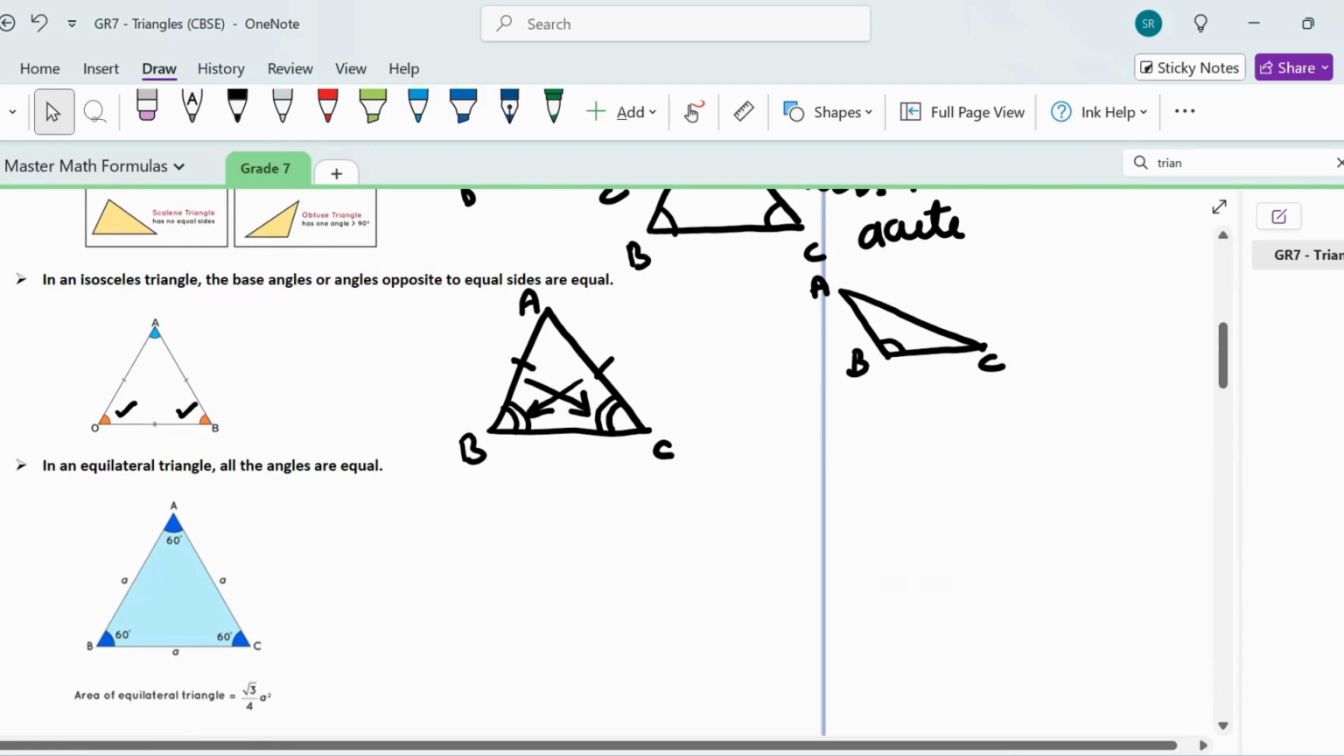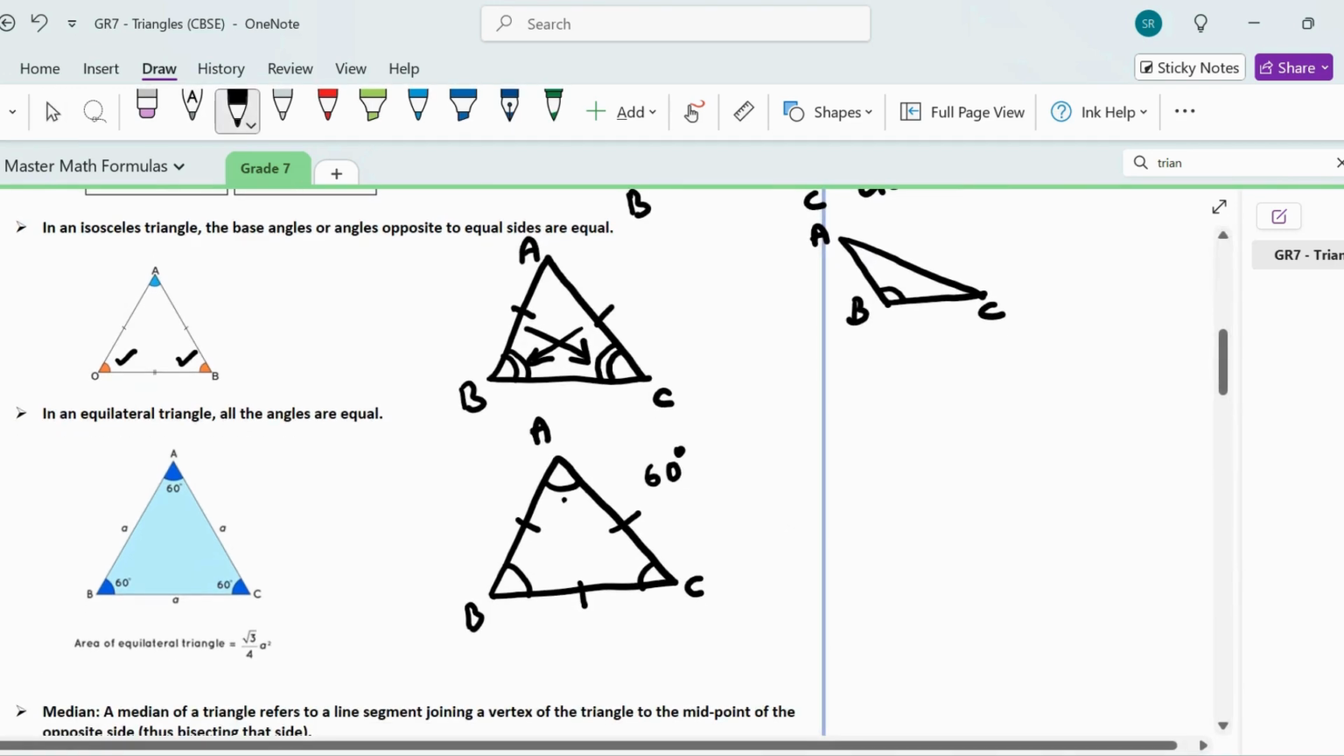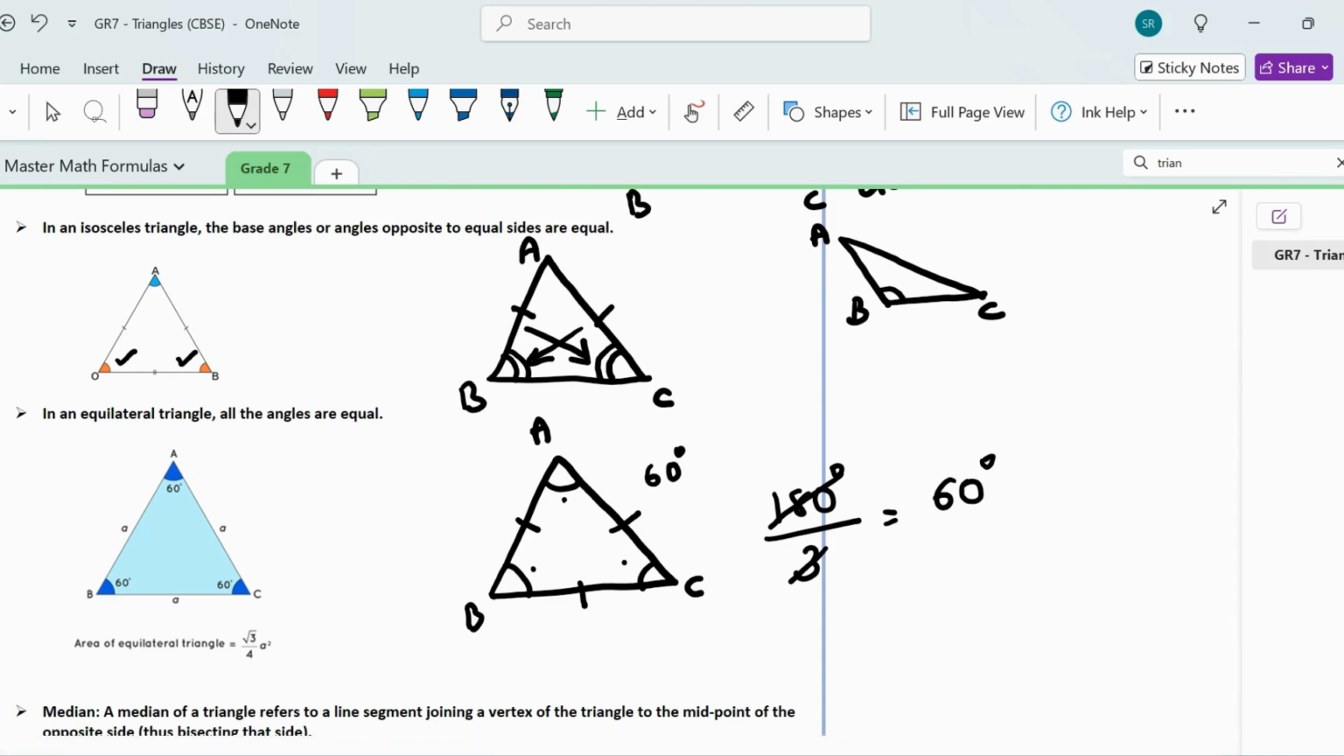Equilateral triangle. As you all know, all three sides are equal. AB is equal to AC is equal to BC. And all the angles are also equal. Now, what is the measure of each angle of an equilateral triangle? It is 60 degrees. We already know that the sum of the angles of a triangle adds up to 180 degrees. So, when you divide it by 3, 3 sixes are 18, makes 60 degrees. So, each angle is equal to 60 degrees in an equilateral triangle.